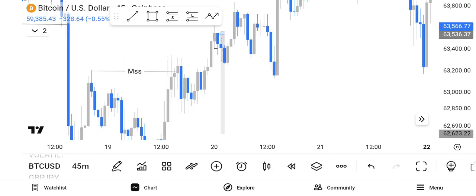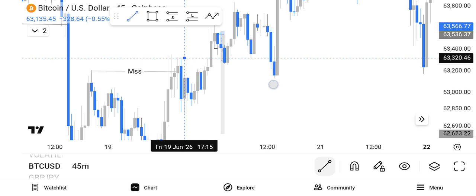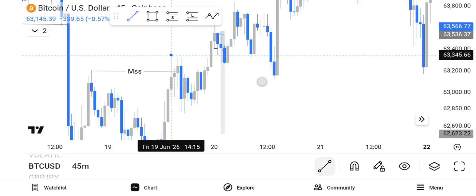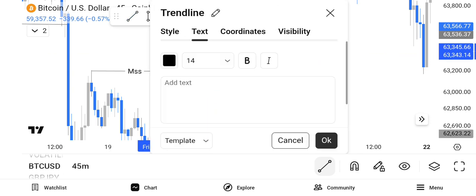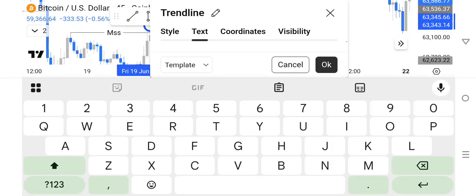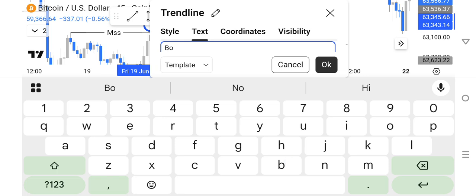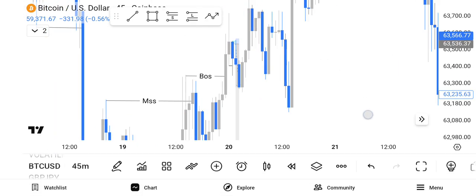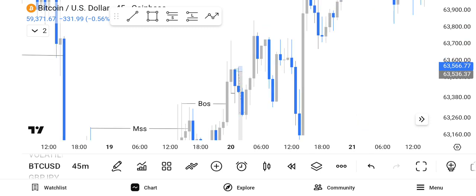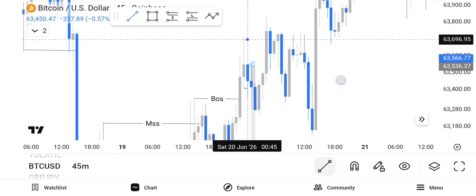Then we have this low. We have a break of structure right here to the upside. A lot of people will be asking: for a break of structure, does the candle need to break, or does it need to break with the body? The candle needs to close. It needs to have a body closure for a good break of structure. And you see here again we have a break of structure.